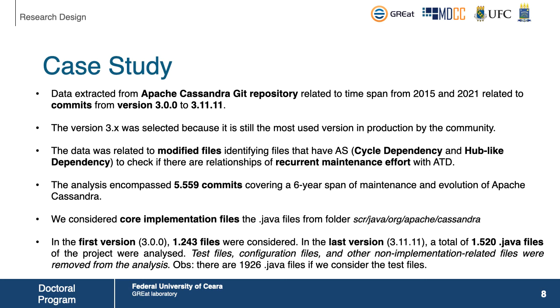We considered Java files from the folder src/java/org/apache/cassandra. From the first version, we analyzed about 1,243 files. Also, we analyzed about 1,520 files from the last version.